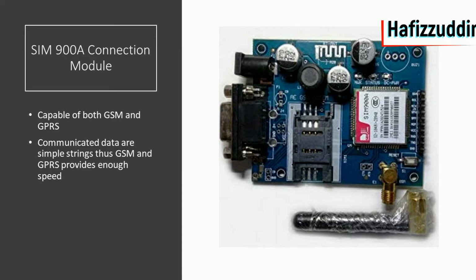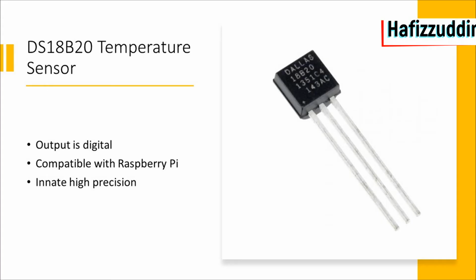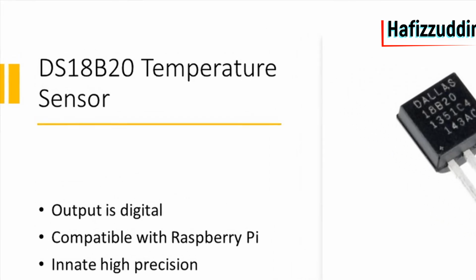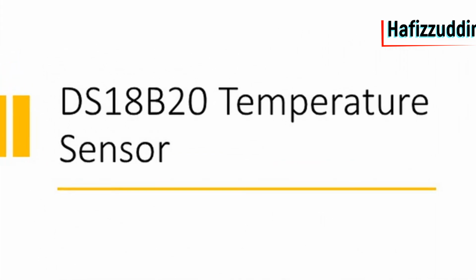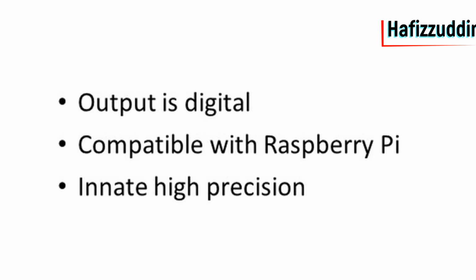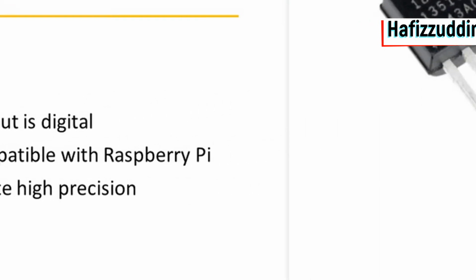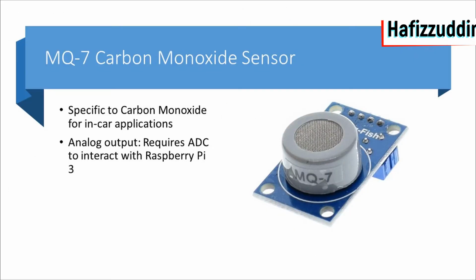The connection module we chose for this project is the SIM900A. It is capable of both GSM and GPRS, and since the communicated data are simply strings, GSM and GPRS provide enough speed. For the temperature sensor, we are using the DS18B20. It has a digital output which makes it compatible with the Raspberry Pi, and it has innate high precision, more than we actually need.